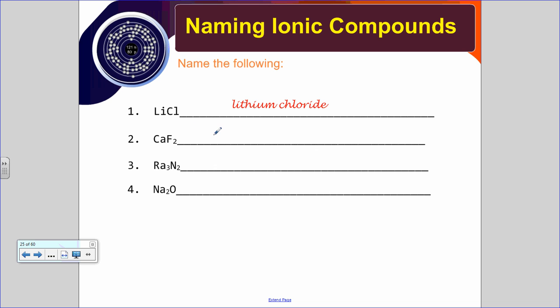So we name the following, simply naming the ion. I've got calcium ion and fluoride ion. Calcium, fluoride. Radium nitride. That's not nitrite. It's nitride. I'm here to help. Sodium and oxygen, sodium oxide. It's like falling downhill, isn't it?